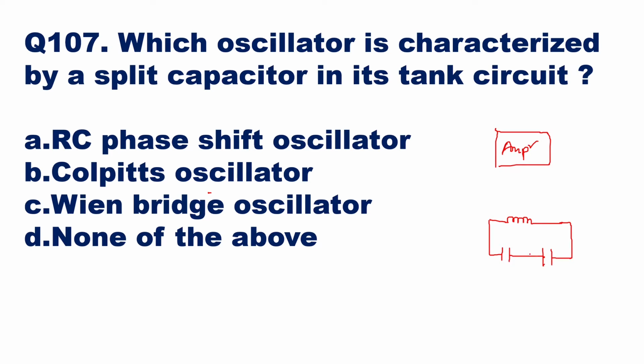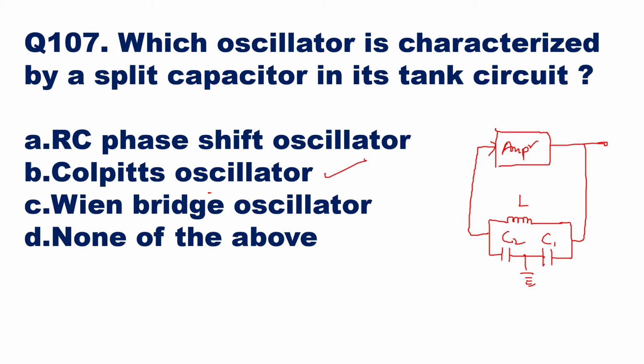Okay, so here you can have your ground point. Now this is your output of amplifier. This is the feedback. This feedback goes as a positive feedback. Okay, and this is your L, and this you can take as C1 and C2. Now the oscillator in which the capacitor C of the tank circuit is splitted is named as Colpitt's oscillator. So option B will be the right answer.